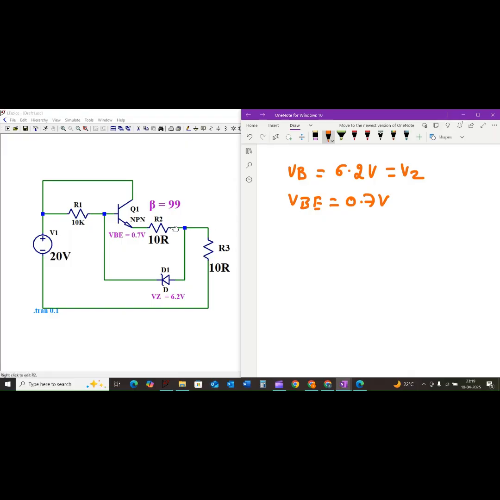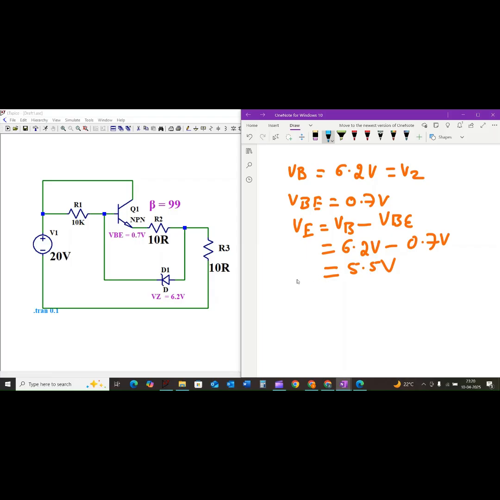So if VB is equal to 6.2 volt, the voltage at the emitter terminal of the transistor, VE, is equal to VB minus VBE, which is equal to 6.2 volt minus 0.7 volt, which is equal to 5.5 volt. Okay, so the emitter voltage is 5.5 volt.